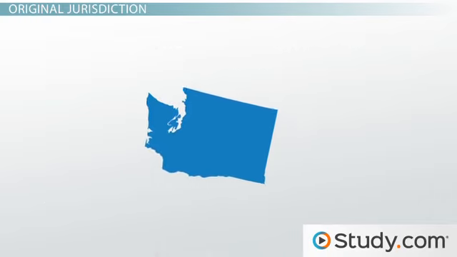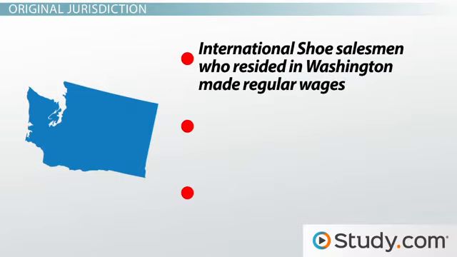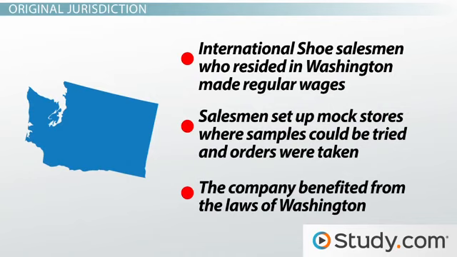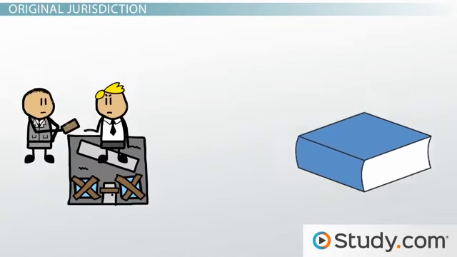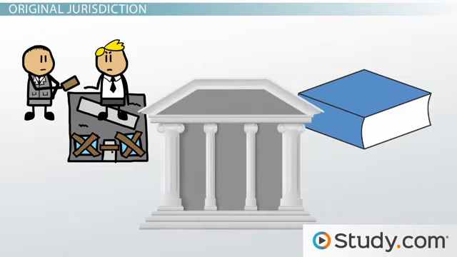In the end, minimum contact was established based on a few factors. International Shoe salesmen who resided in Washington made regular wages. Salesmen set up mock stores where samples could be tried and orders were taken. The company benefited from the laws of Washington. In sum, original jurisdiction can be extended over property and people as well as subject matter. Broad jurisdiction is typical of state courts. Appellate courts exercise a more limited jurisdiction over cases.